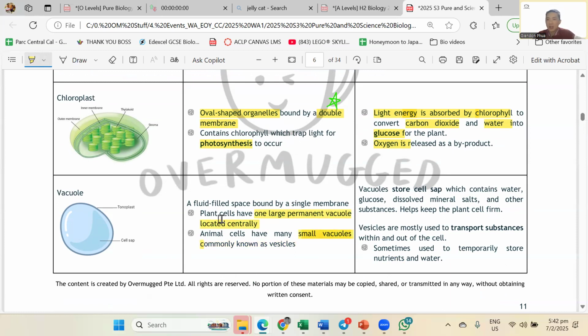Sounds straightforward. Over here, very cheap, don't worry, you will cover more in the transport of substances, so I won't go too much. But for vesicle, just take note, single membrane, plants got one big one, animal got many. Both do the same thing, store stuff. It just stores stuff. Just change the word stuff with glucose, mineral salts, or whatever the question is asking you about.